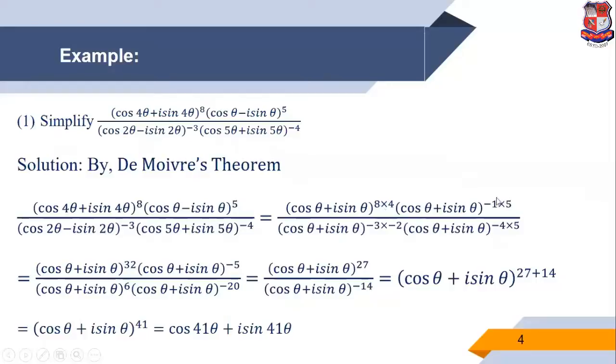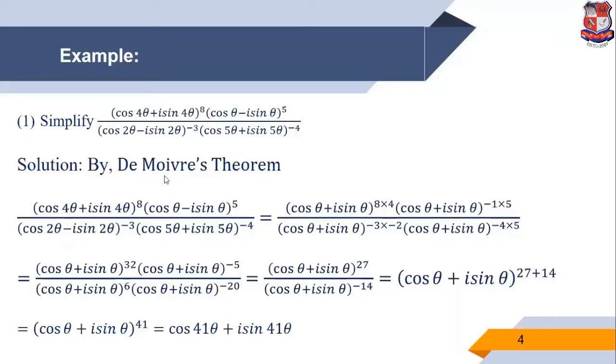Now we multiply all, so 32. Here minus 1 into 5 is minus 5, plus 6, and minus 20. So here the base is the same, cos theta + i sin theta. Then in the numerator we add 32 and minus 5, that is 27, and 6 minus 24 is minus 4. And then we write (cos theta + i sin theta)^(27 plus 14), which is nothing but 41. And then raised to 41, we write cos 41 theta + i sin 41 theta.